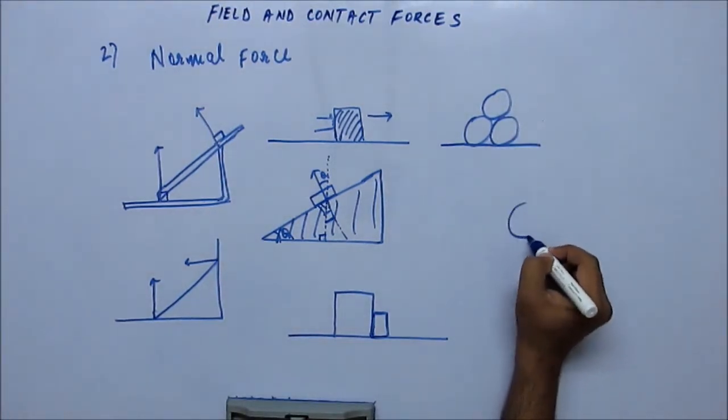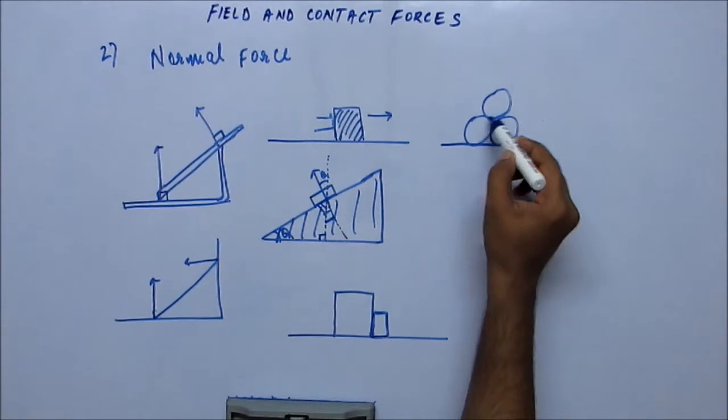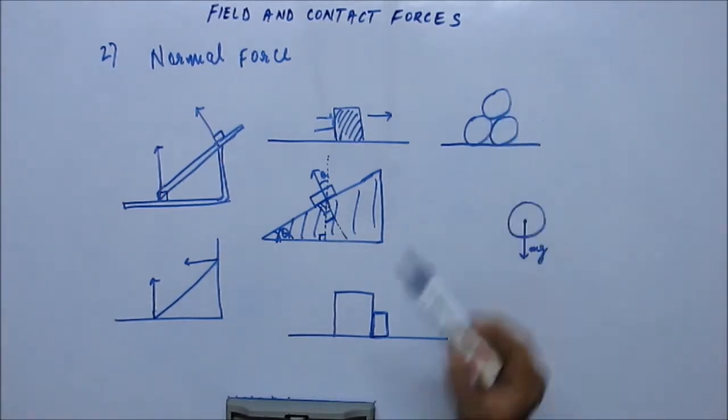Now let's draw the force. First, of course, mg will be acting downward. Normal reaction. How will the normal reaction be acting at these two contacts? Normal reaction in this case will be perpendicular. Now there is no plane, there will be a point contact.